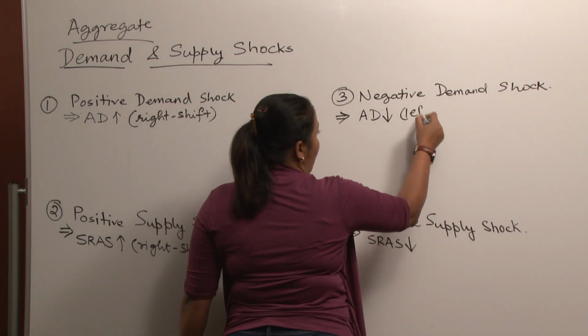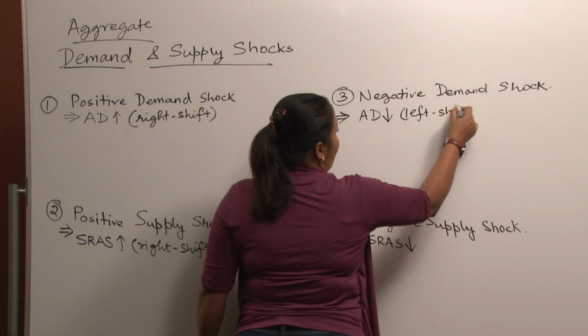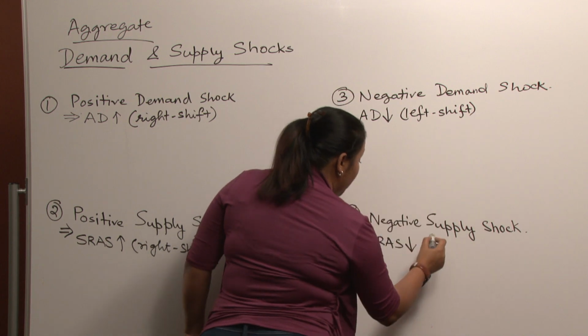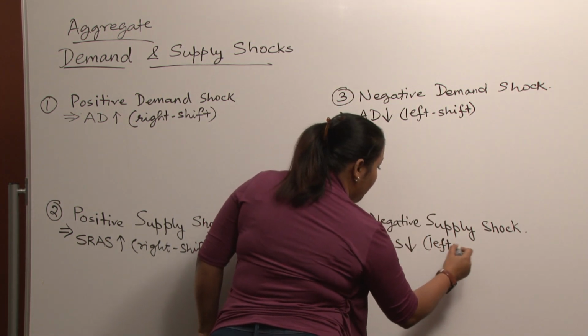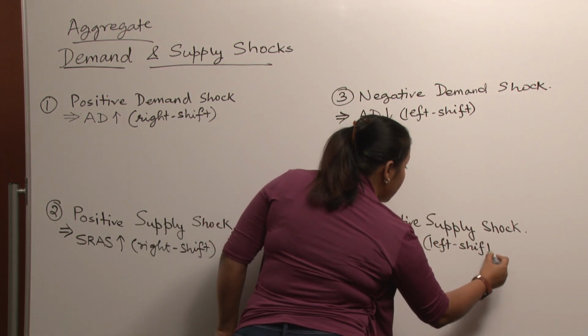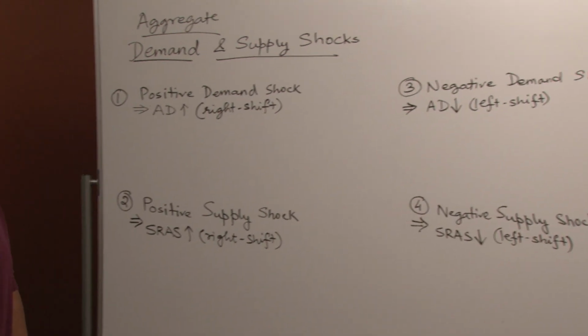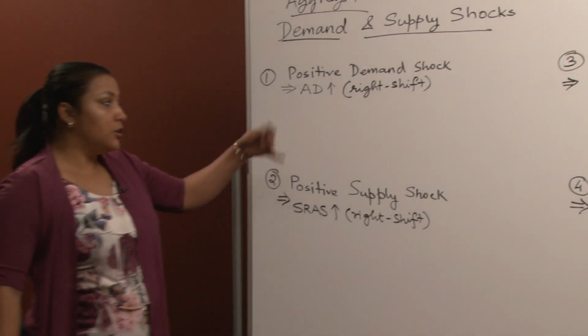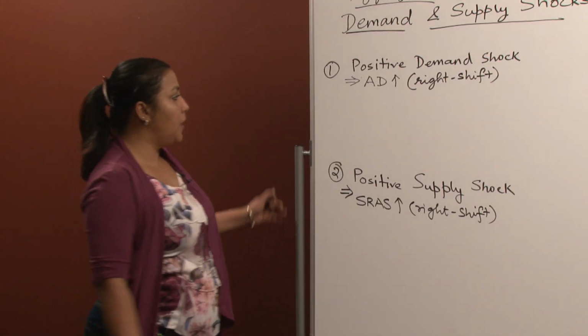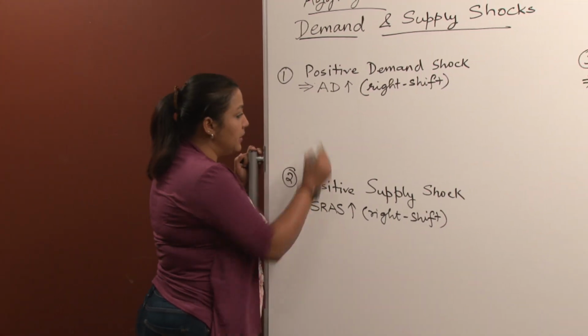So we are talking about left shifts of the AD or AS when we are talking about a negative shock. So basically, a positive shock refers to a right shift of the curves, a negative shock refers to a left shift of the curves depending on which curve we are talking about. Let's see what that means in the diagram.